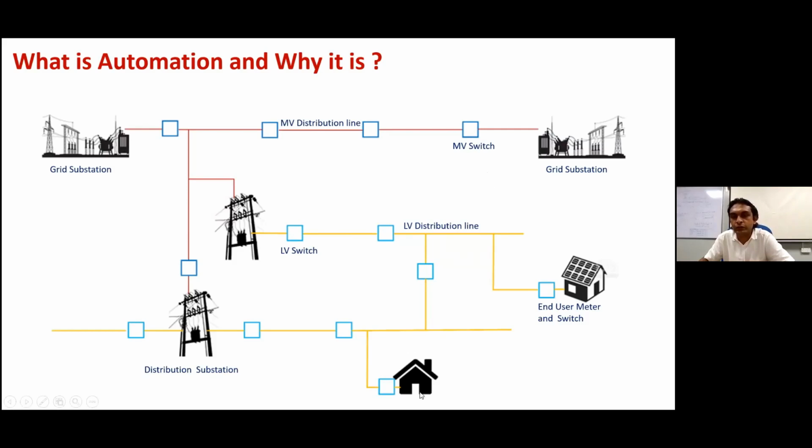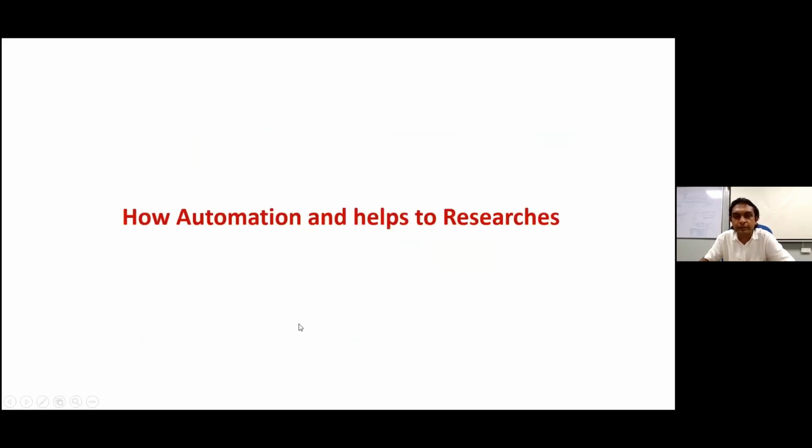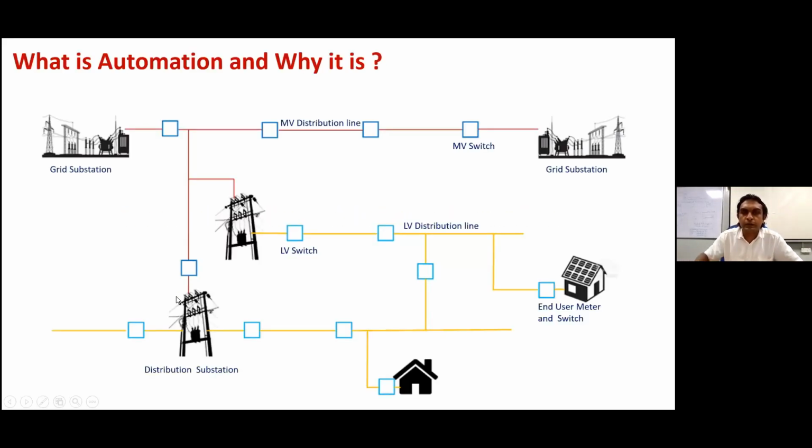Think your house is there, and you are fed from this distribution substation, but some day due to bad weather or other reasons, a fault occurs here. Then what will happen? The whole section, the whole line gets interrupted. Then the supply is not supplied to this home. But the normal system is arranged, as I told earlier, actually as a radial, but configured like a ring. At one point it's an open switch.